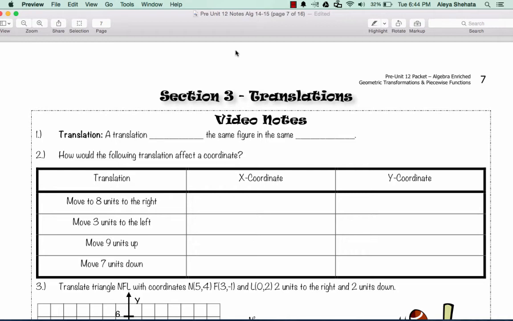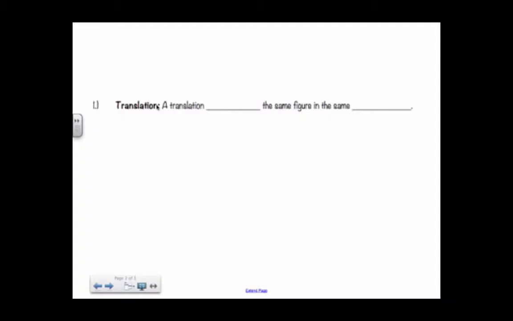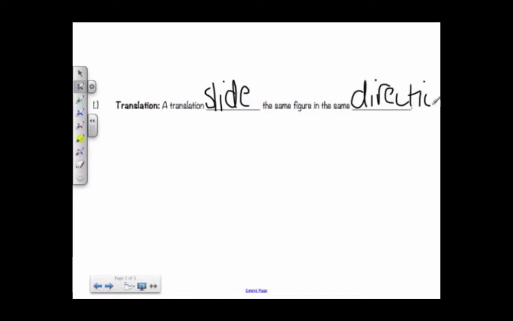All right, we are looking at section 3 on translations. So go ahead and turn to page 7 and we will fill in our notes right here. So what is a translation? A translation is just a transformation that will slide the same figure in the same direction. Okay. And you can remember what a translation is because translation has SL in it, and so does the word slide.